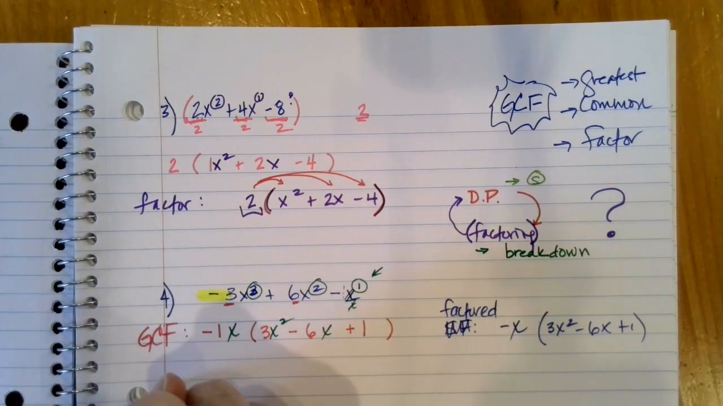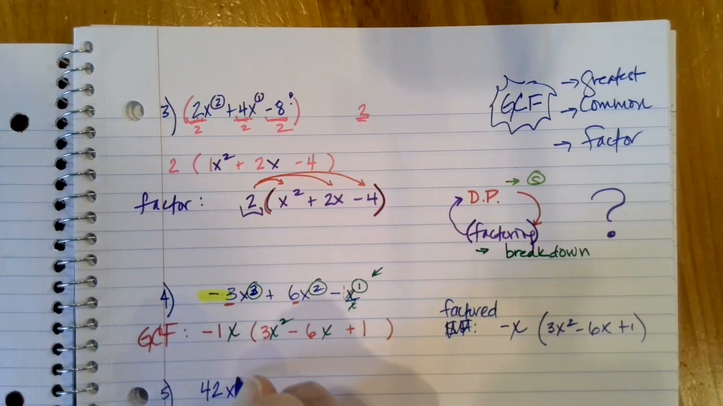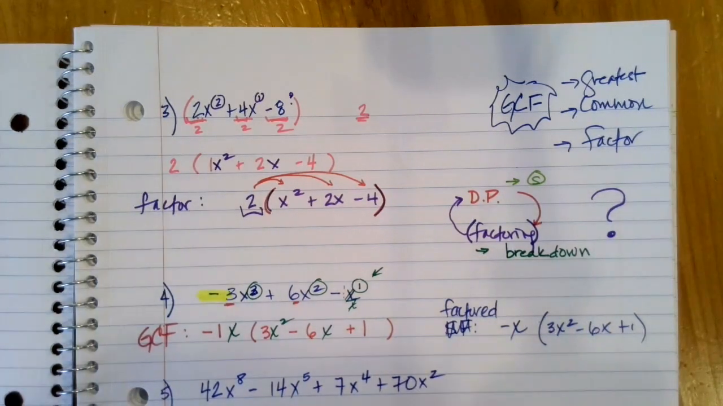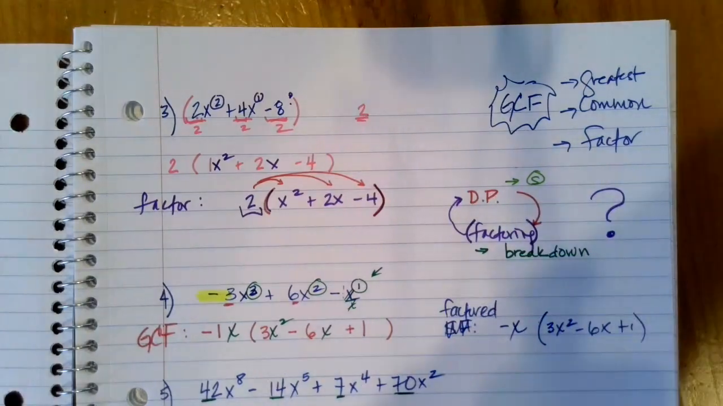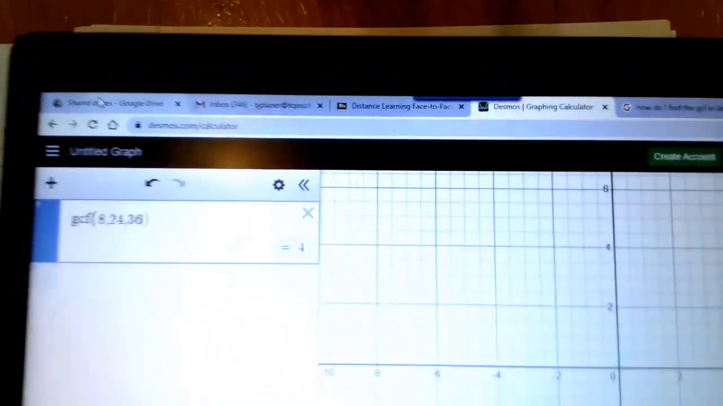All right, let's do another example. We have 42x to the 8th minus 14x to the 5th plus 7x to the 4th plus 7x squared. All right, so guess what? These are a lot of different coefficients. So I think I might turn to Desmos and see if that can help me out.